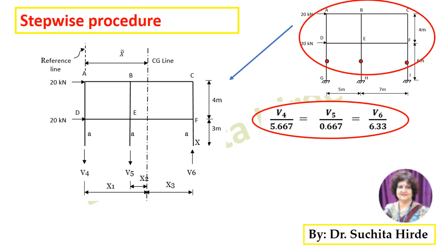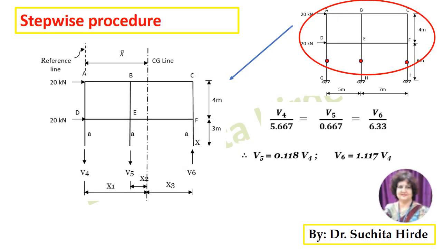So it will be V4 upon 5.667 is equal to V5 upon 0.667 is equal to V6 upon 6.33, which is very similar to the earlier equation. So we get the relation between the axial forces in the column: V5 is equal to 0.118 V4 and V6 is equal to 1.117 V4, as earlier.